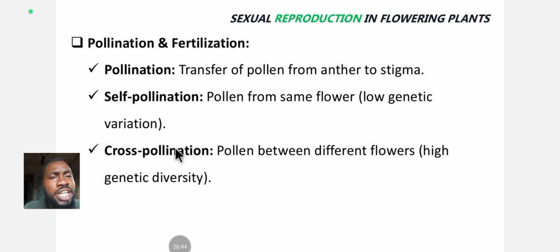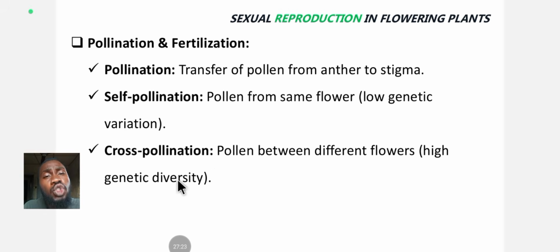Cross-pollination, which is the opposite of self-pollination, involves the transfer of pollen from the anther of a flower to the stigma of another flower. This is between two different flowers, or two different plants. So self-pollination, one plant. Cross-pollination, from one plant to another, from the anther of one plant to the stigma of another plant, from the stamen of one plant to the carpel of another, and so on.